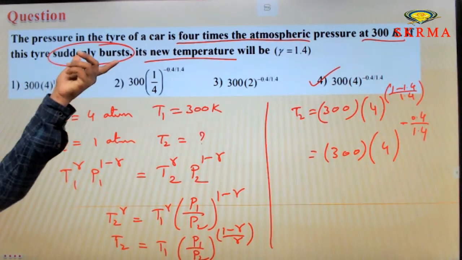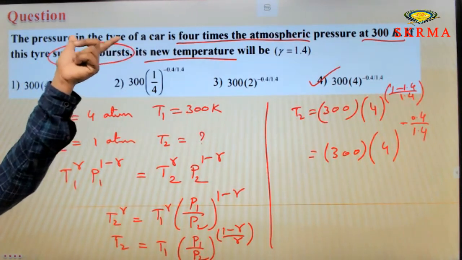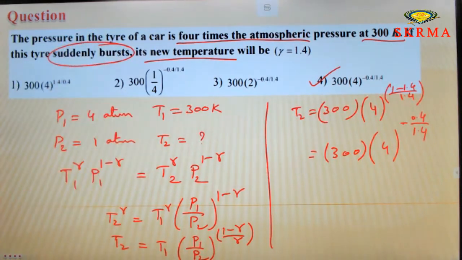Here a sudden burst is there, so we need to consider that as adiabatic. Sudden processes completely come under adiabatic only. Slow processes are isothermal. Isothermal process is very slow. Quick processes all come under adiabatic only.